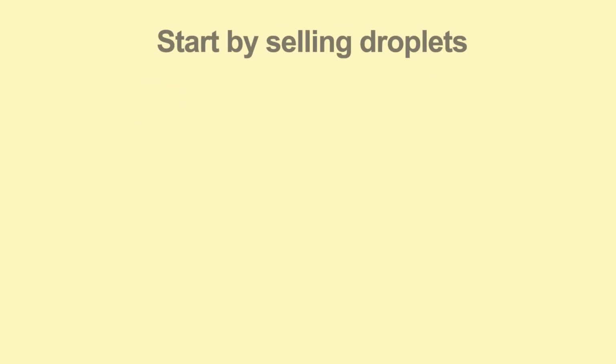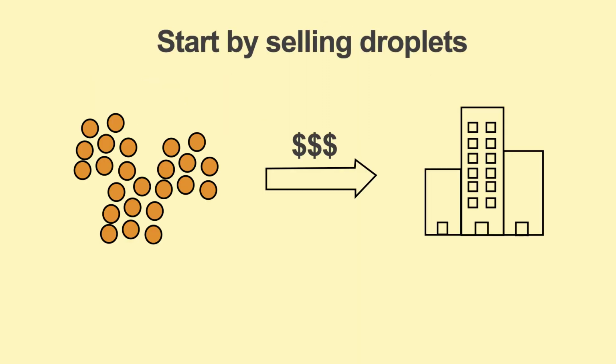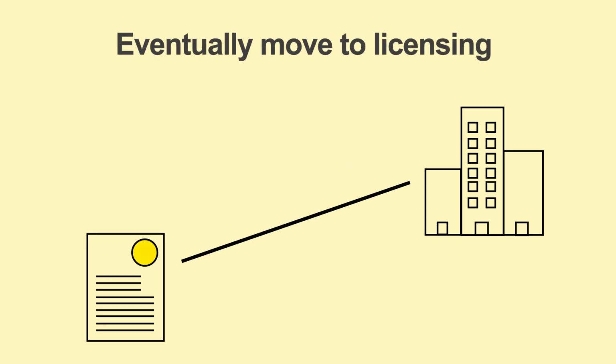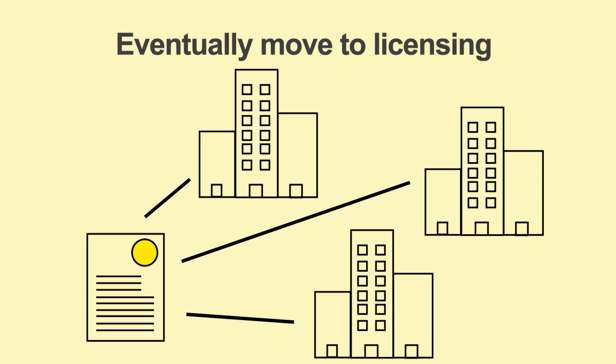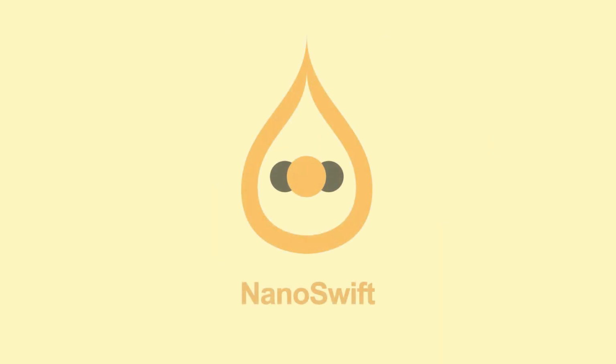Although NanoSwift will start off by selling droplets and charging firms per droplet, we aim to eventually move to a licensing model to maximize our profit margin and mitigate risk. NanoSwift aims to help firms extract as much oil as possible to fuel economic growth, literally and figuratively.